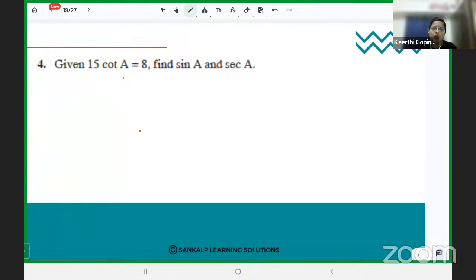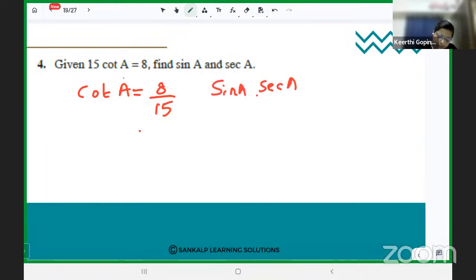Given 15 cot A is equal to 8, you have to find sin A and sec A. So it is given 15 cot A is 8, but we need only the trigonometric ratio, right? So we need only the value of cot A. That is cot A is equal to 8 by 15. We have to find out sin A and sec A.